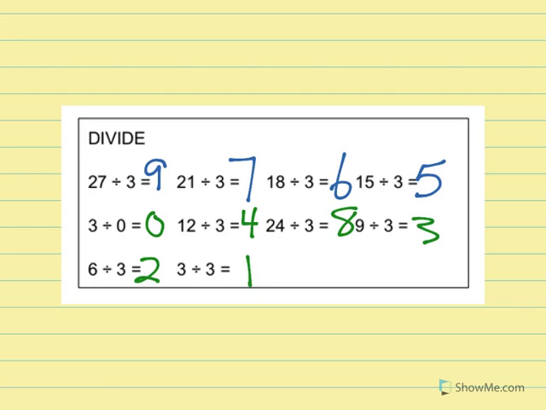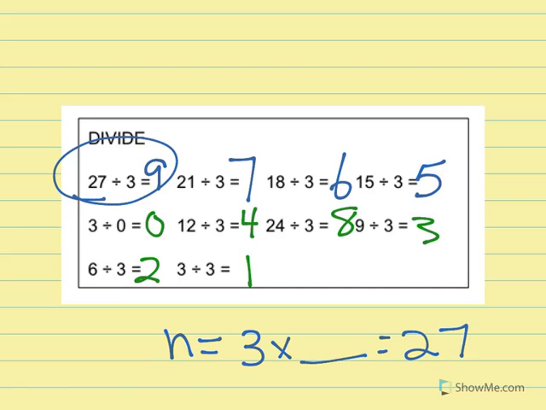Now remember, if you really get stuck on these, you can use that inverse operation. So if I'm looking at what is 27 divided by 3? Well, my answer that I don't know is n, but I know that 3 times something equals 27. Well, I know 3 times 9 equals 27, so that's what my 9 is. That's what my answer is.